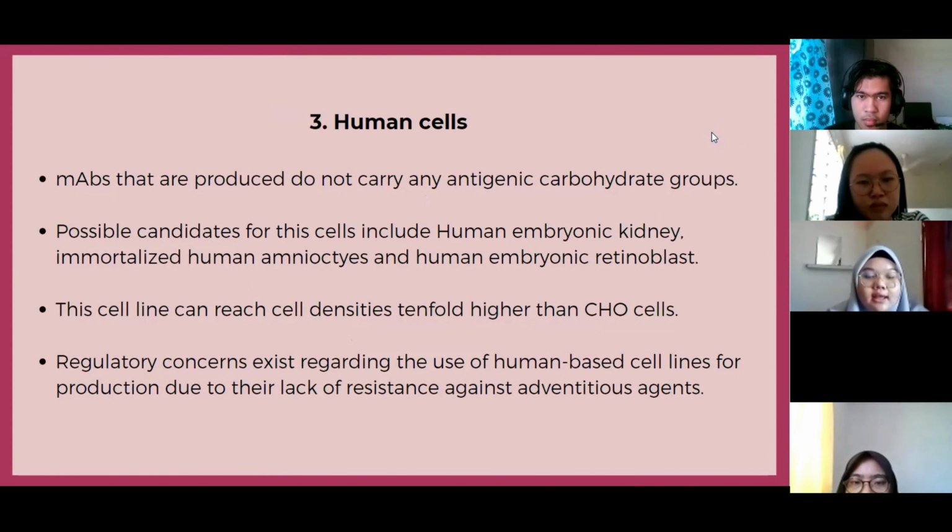Next slide. And the third one is human cells. These cells do not carry any antigenic carbohydrate groups, therefore they can be used for production. The cell line can reach cell densities higher than CHO cells. However, regulatory concerns exist because these cells lack resistance against adventitious agents.